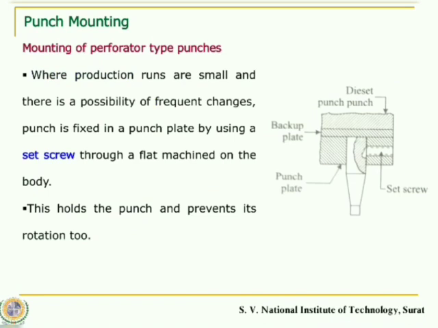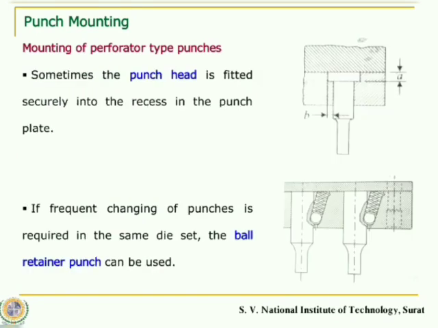The punch is fixed in a punch plate by using a set screw from the side flat which is machined on the body. This holds the punch and prevents its rotation. Sometimes the punch head is fitted securely into the recess that is generated in the punch plate itself. If frequent changing of punch is required in the same die block, then a ball retainer punch can be used.